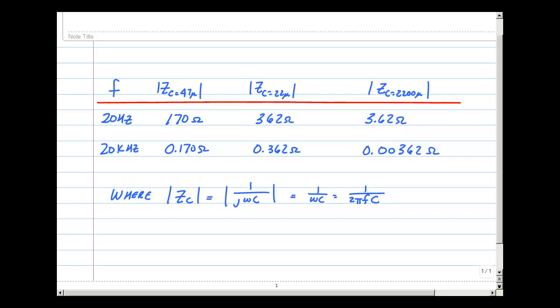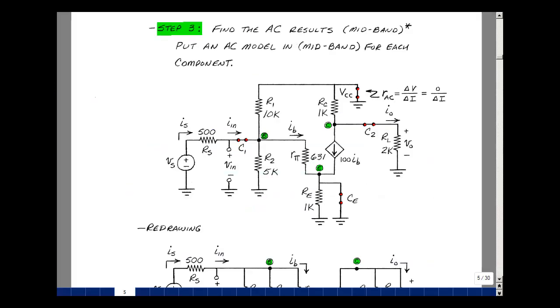What this is saying is that if the frequency is high enough, the impedance of the capacitor is roughly a short circuit. We're going to use that as an approximation. In my circuit, I had 3 capacitors, C1, C2, and C sub E. I'm going to replace those by short circuits. And we'll see later with a simulation that indeed that's what happens, that the impedance of this capacitor is much smaller than what's in series with it or what's in parallel with it at the frequencies we're interested in, which are the audio band of frequencies from 20 hertz to 20 kilohertz.